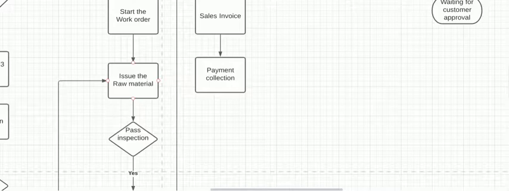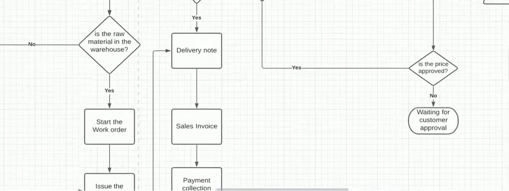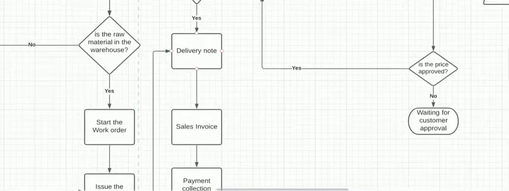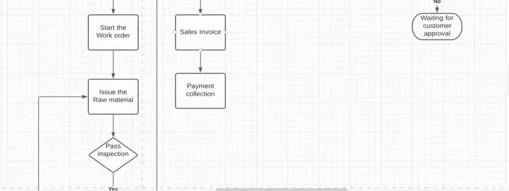After production is finished, it goes through the inspection. If it passed, the warehouse or storekeeper can receive the finished goods and then issue or prepare a delivery note. If the product is there, then we go to the sales invoice and the payment is collected.